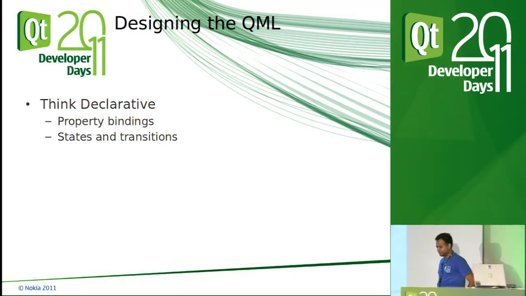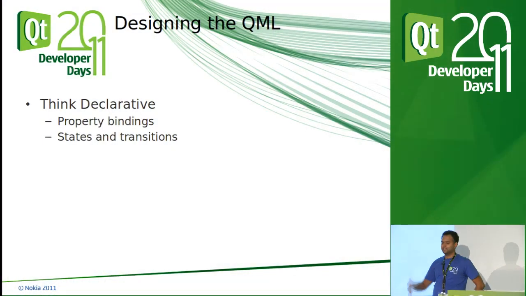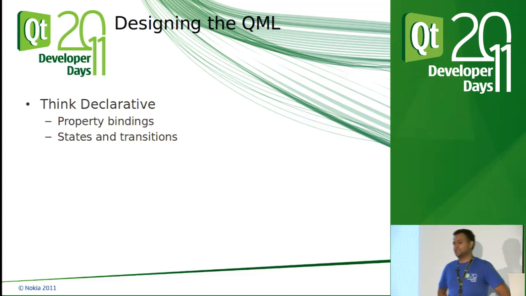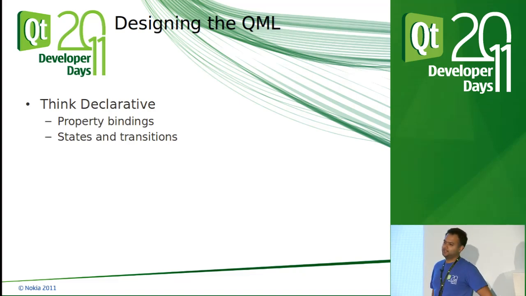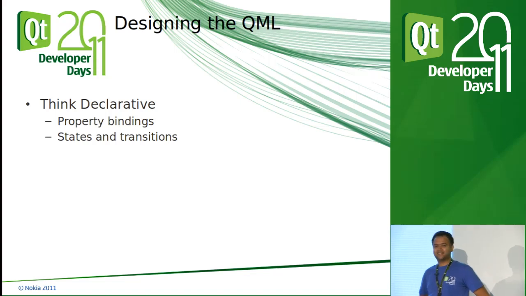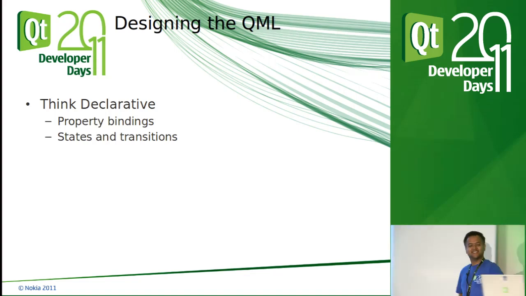So that covers the C++ bits. Let's move to the next layer, which is the QML layer. Of course, this goes without saying. You need to start thinking declaratively, and the only way you can do this is by writing a lot of QML code. Use states and transitions as much as possible. Initially, it's a bit hard to get into this mindset, but yeah, at some point you will get there.